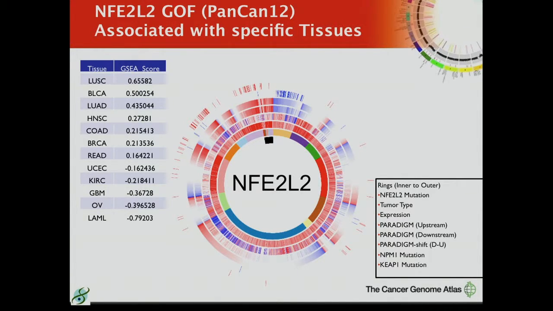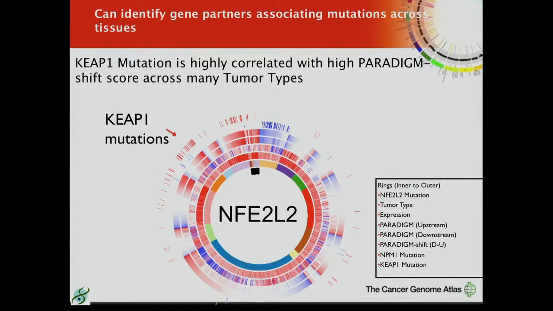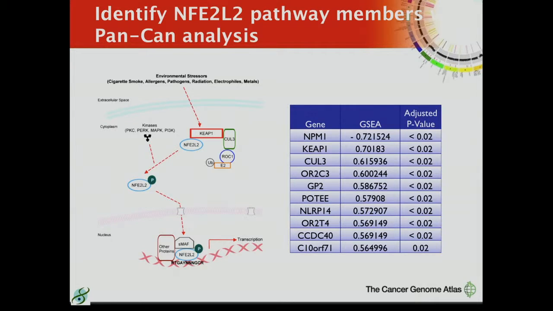And so one interesting thing we did is we used this as a sieve to scan for other events that correlate with that prediction. So what else may be causing NFE2L2 gain of function if it's not an NFE2L2 mutation? And so we could correlate all these other events with that predicted activity. And so what I'm showing you here is this other mutation in a different gene, KEAP1, and that's an example of another gene that actually interacts with NFE2L2, and that's one of the most positively correlated events in this pan-cancer data set with NFE2L2.